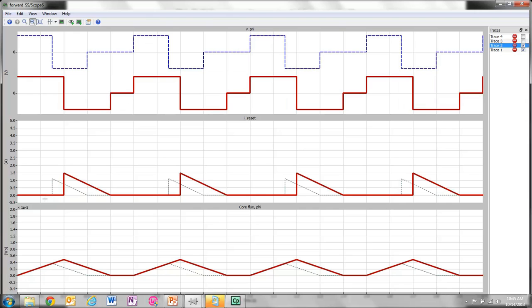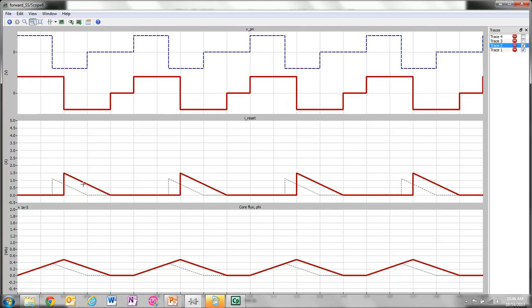If you look at the reset current, comparing this dotted line, which was the D equals 0.3 case, versus this red solid line, the magnitude of I reset peak has increased. That's because we are applying the voltage during the on interval for a longer time. The magnetizing current is higher, therefore the starting value of I reset is also higher, and it takes longer to come to 0. The slope is same as before.